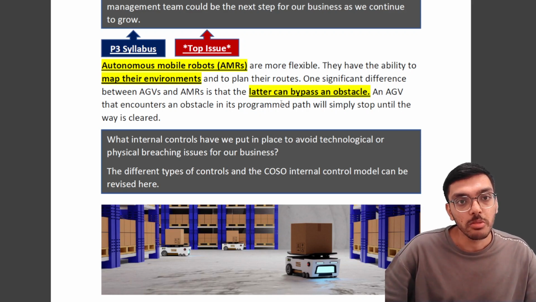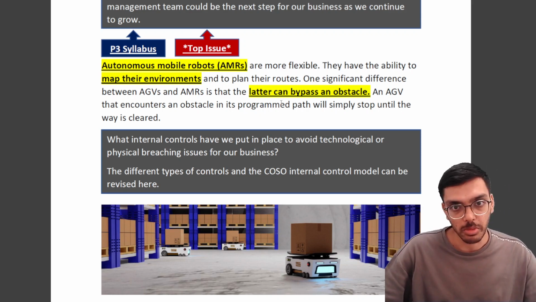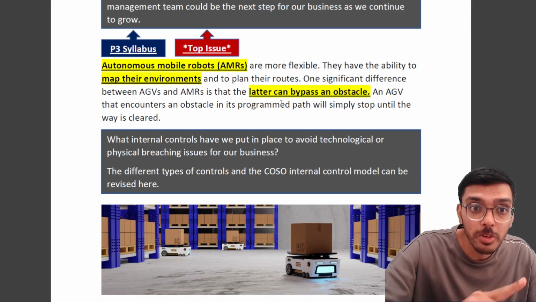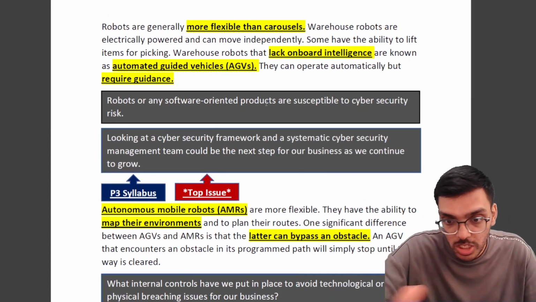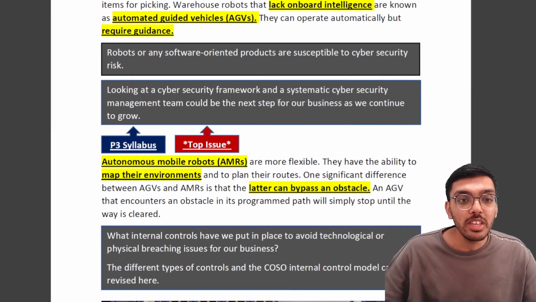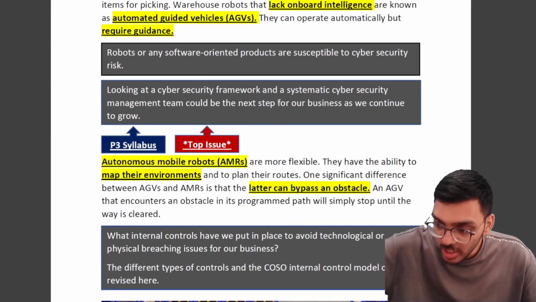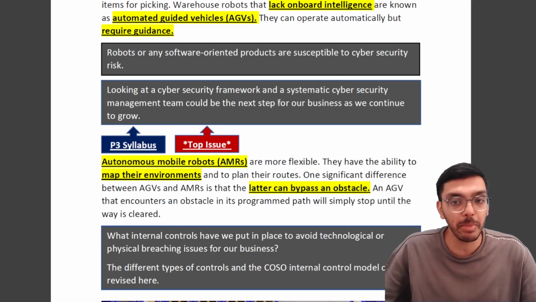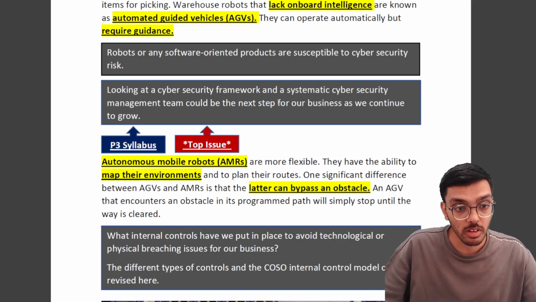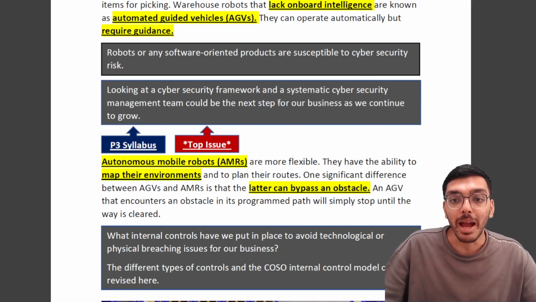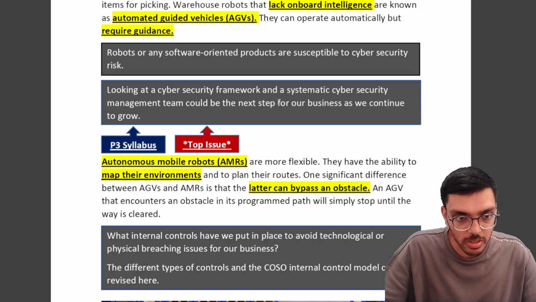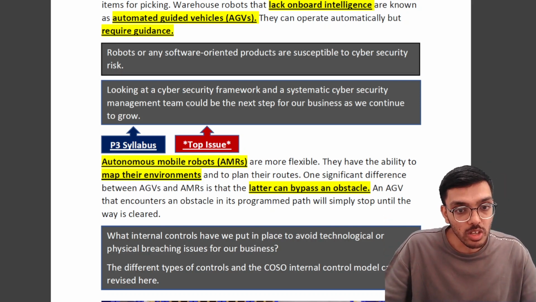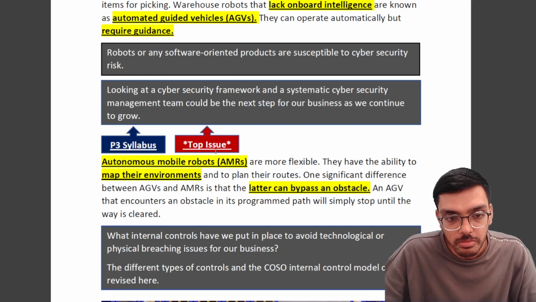Next, autonomous mobile robots are more flexible. Now this is autonomous mobile robots, AMRs. Those were AGVs. You need to know the difference. They have the ability to map their environments. They know where the obstruction is. They map it. So one significant difference between AGVs and AMRs is that the latter can bypass any obstacle. So AMR bypasses an obstacle. And AGV, if it encounters an obstacle, it will stop there.